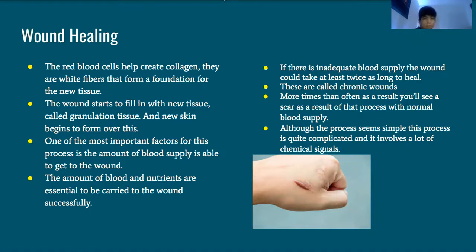One of the most important factors for this process is the amount of blood supply that is able to get to the wound. The blood and nutrients are essential to be carried to the wound successfully. If there's an inadequate blood supply, the wound will take at least twice as long to heal. These are called chronic wounds. More often than not, you'll see a scar as a result of the process with normal blood supply. Although the process seems simple, it is quite complicated and involves a lot of chemical signals.